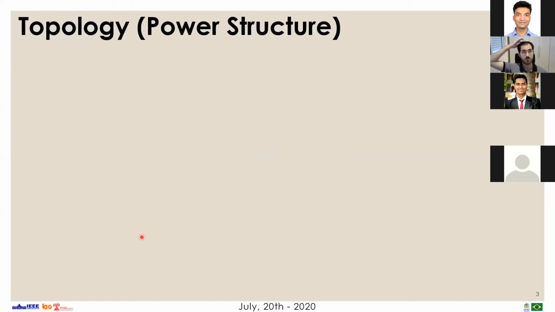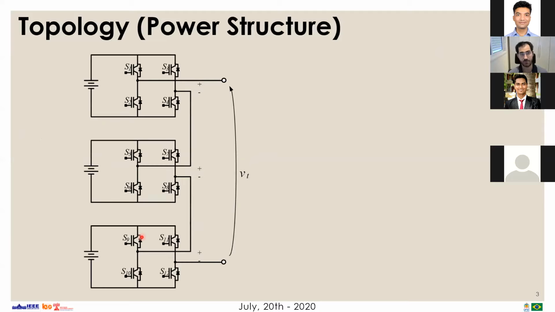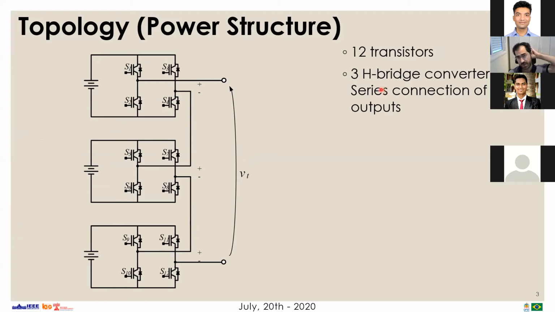Okay, so the topology, the power structure of the multilevel inverter. This is the topology of the asymmetric multilevel inverter. Some observations here. There are 12 transistors. We have 3 H-bridge converters. The output is series connected.